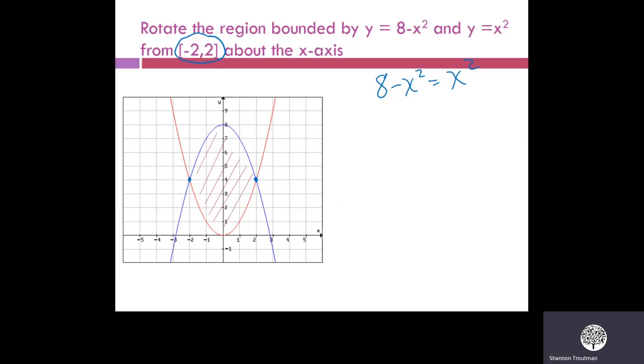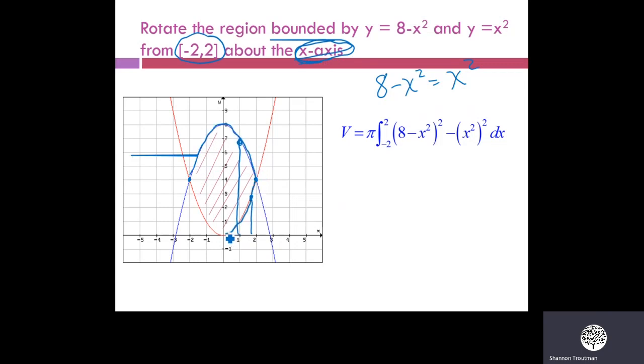Like I was saying, you take your function that's further from the x-axis, which is your line of rotation, and subtract out the closer one. And remember, you're using the washer method because the line of rotation, which in this case is the x-axis, does not form a boundary for your region. The boundaries for the region are this upper curve and this lower curve, and that is it.